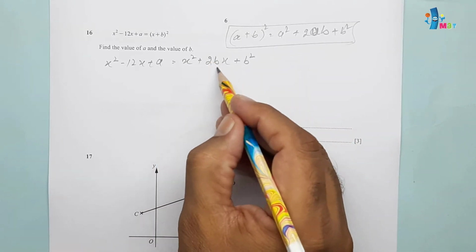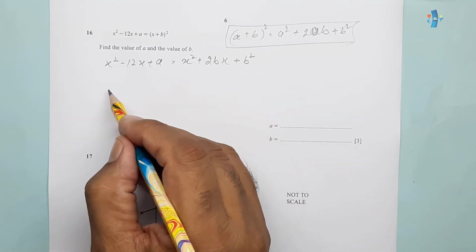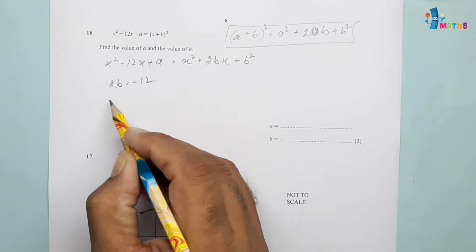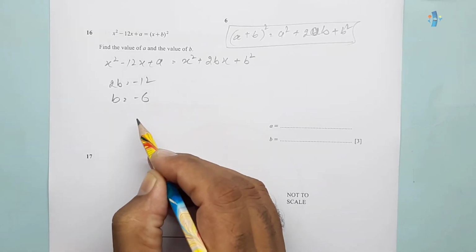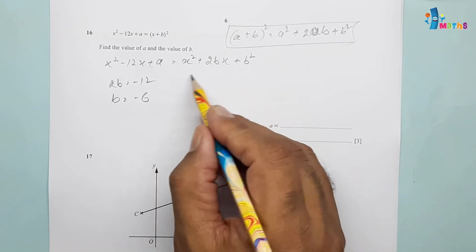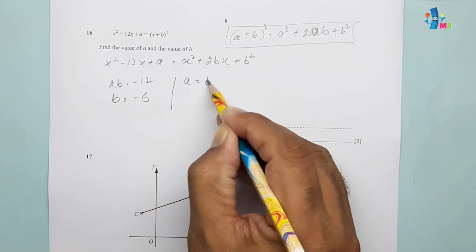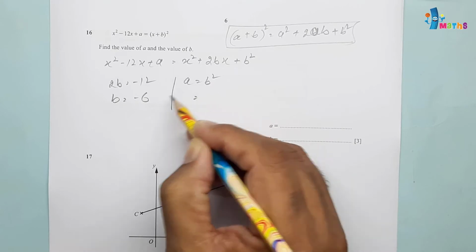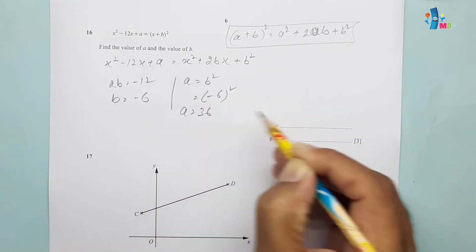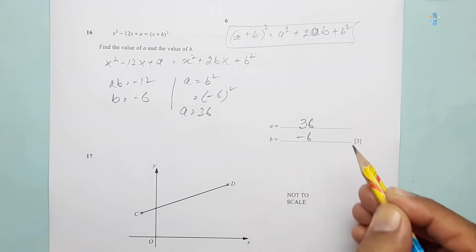So from here we can check minus 2b is equal to minus 12, so we can write 2b is equal to 12. It means b is equal to minus 6. So this value we will replace, and if we compare, a is equal to b squared and the value of b is minus 6, we can write minus 6 squared, so a will be equal to 36. So a is equal to 36 and b is equal to minus 6.